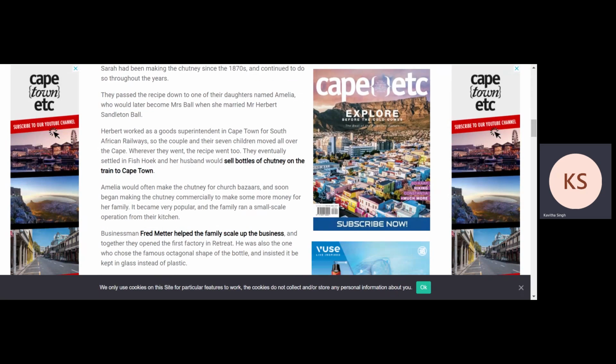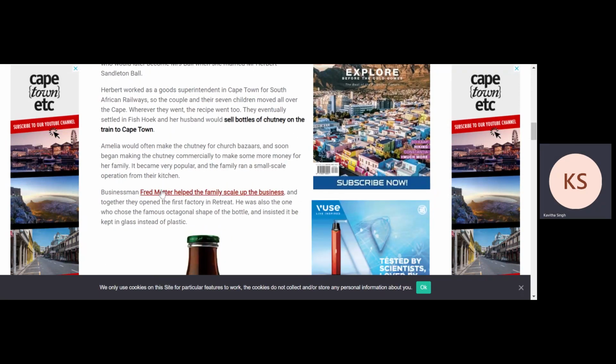They passed the recipe down to one of their daughters named Amelia, who would later become Mrs. Ball when she married Mr. Herbert Sandleton Ball. Herbert worked as a goods superintendent in Cape Town for South African Railways, so the couple and their 7 children moved all over Cape Town. Wherever they went, the recipe went too.